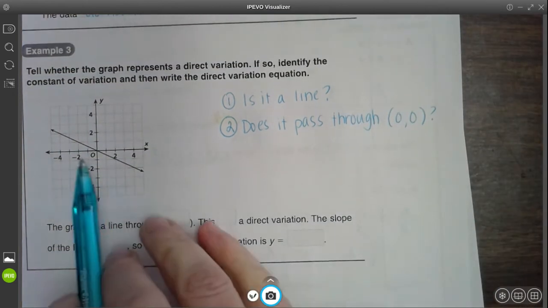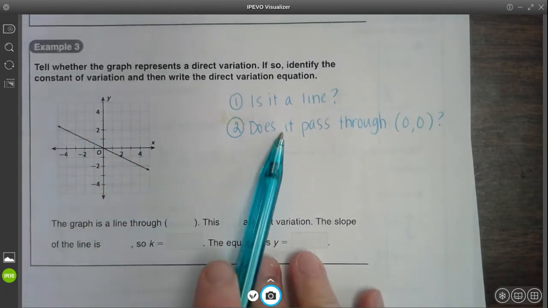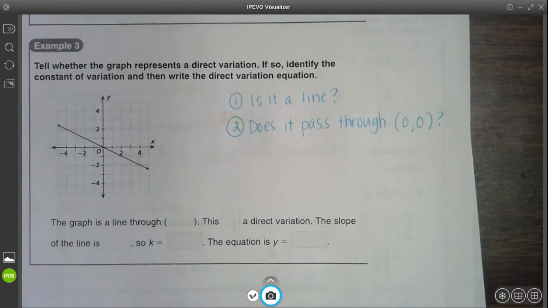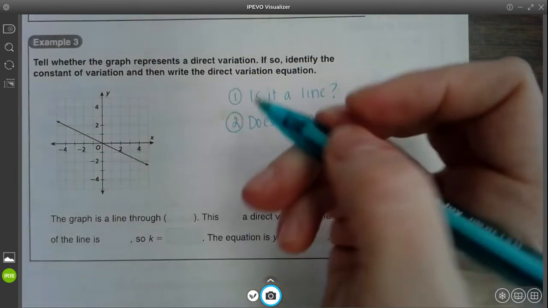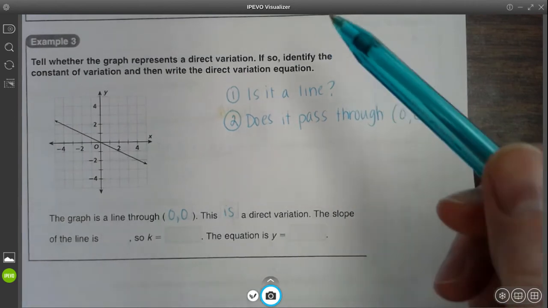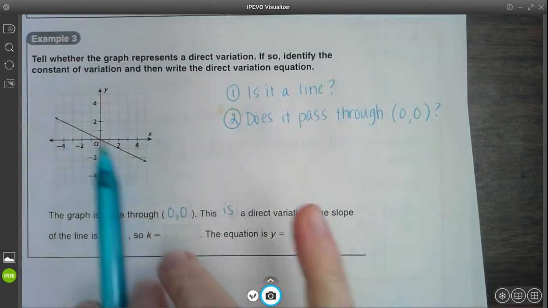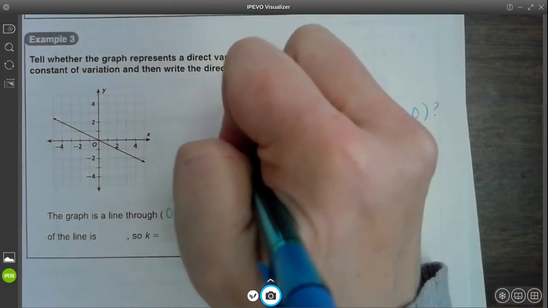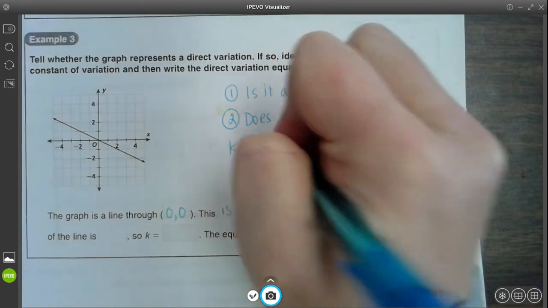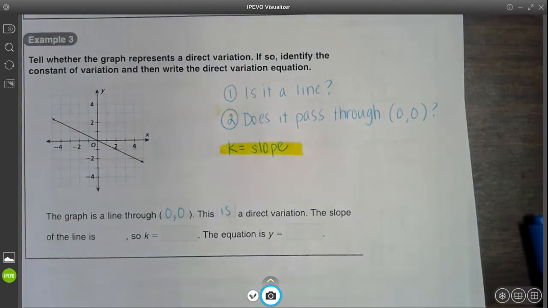Okay, so in this case, the answer to the first part is yes, it's a line. And the second one, does it pass through 0, 0? The answer is yes. So the graph is a line through the coordinates 0, 0, so this is a direct variation. And the constant of variation is the slope. That's important to know. When you have a line, the constant of variation is just the slope.